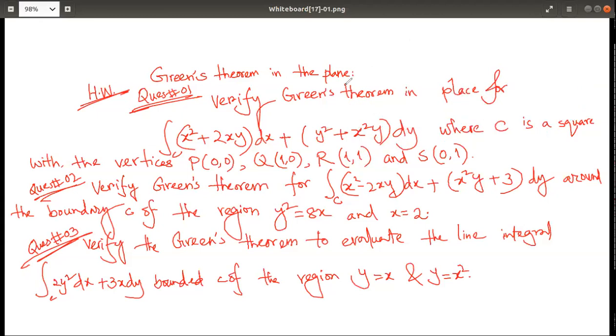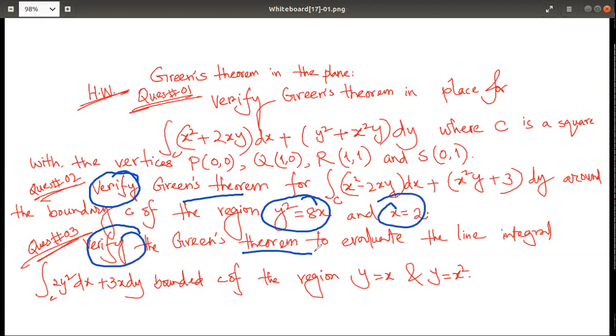This is also the same: verify Green's theorem in the region bounded by two curves. We already did the same problem with the same boundary conditions, y equal to x and y equal to x square. I hope in this vacation you can solve this homework.